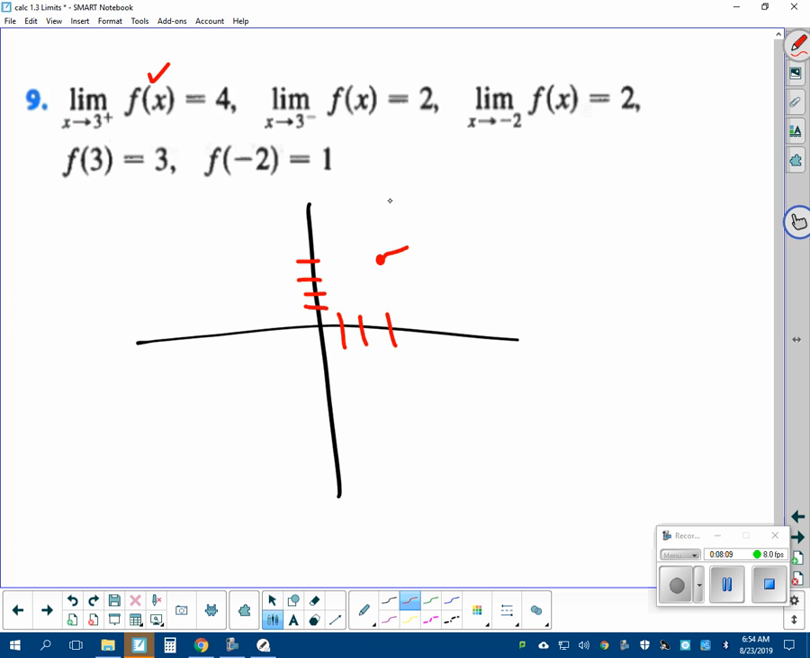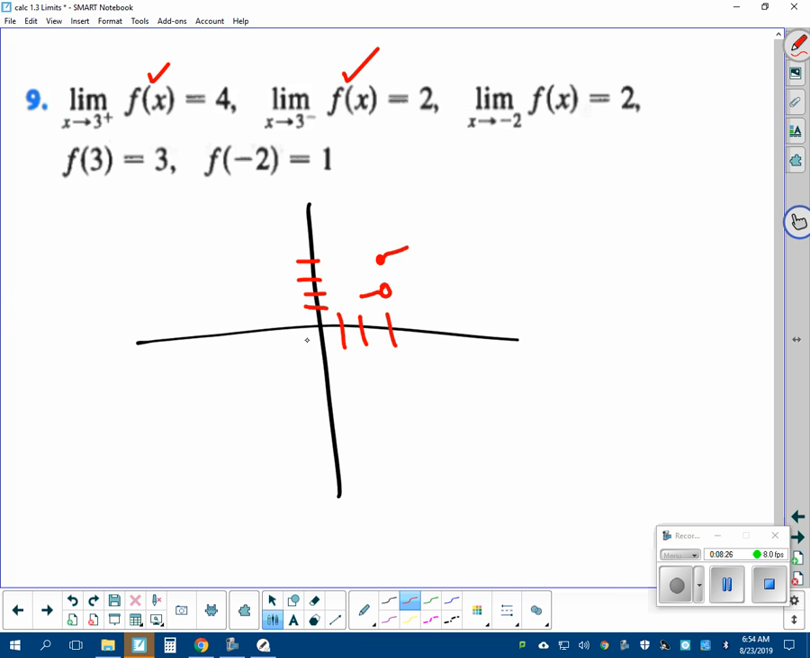Again, I've already used an open or a closed point at 3, so the next one I put at 3 must be open. It's at the left side, so I'm going to make a squiggly, small little line coming off of that and see if I get more information later.